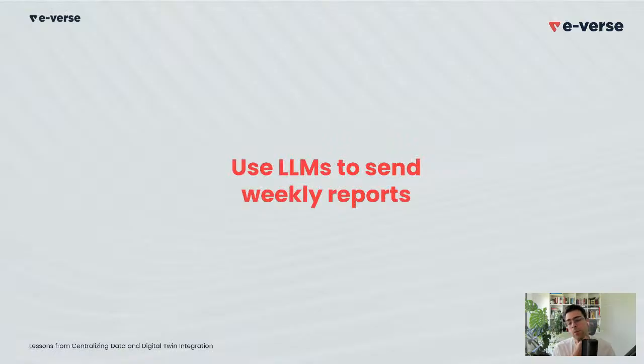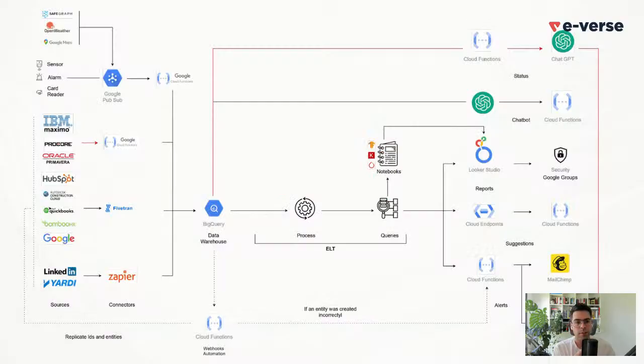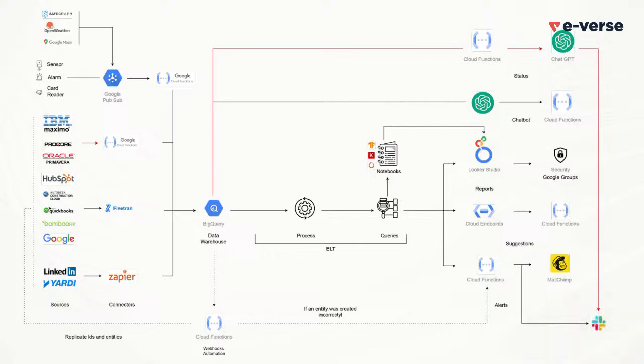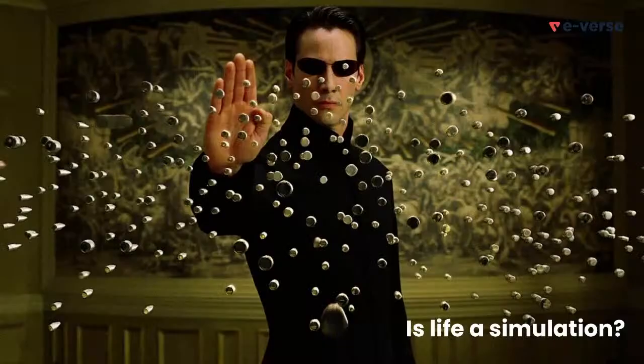Then we decided to also use ChatGPT to send weekly reports. Same thing. We applied the same concept, and we use Slack for that. So we create a function and use Slack for that.